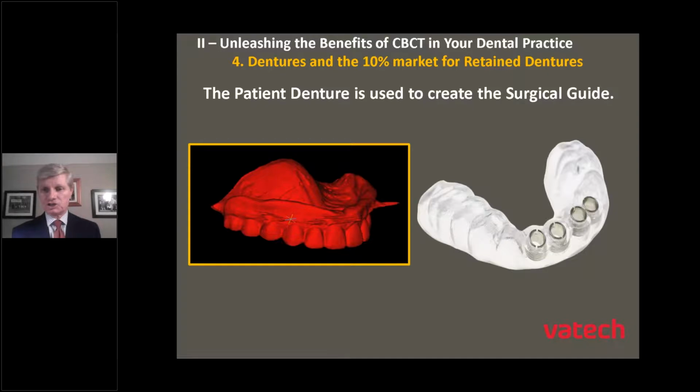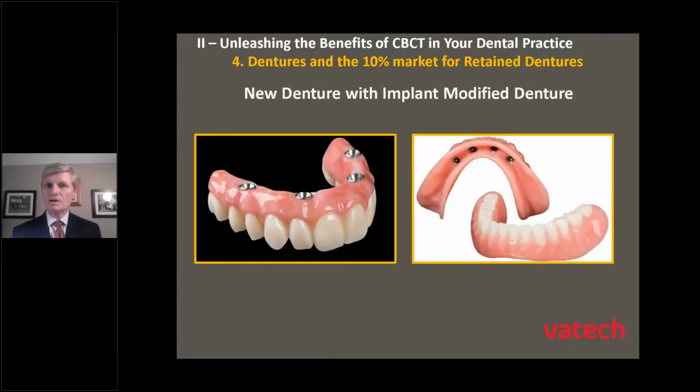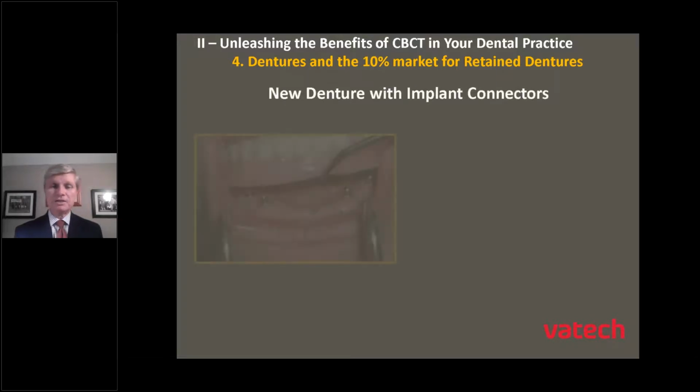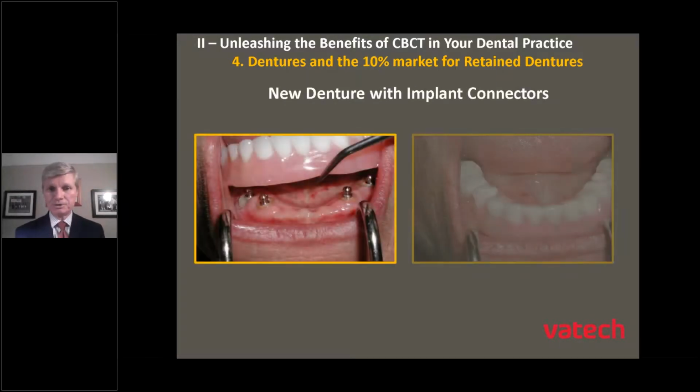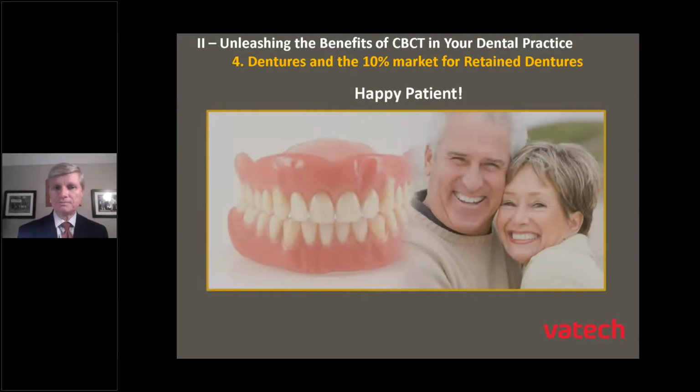You can take the electronic file that they will send to you, as an STL file, and print it out with your 3D printer in the office. But either way, you would then use that for your implant surgery itself. On the left-hand side, we're seeing the placement of 4 implants. On the right, doing 6. You then get your new denture with the implant modified denture itself, and the new denture with the implant connectors is put in place. And final result, we have a happy patient.